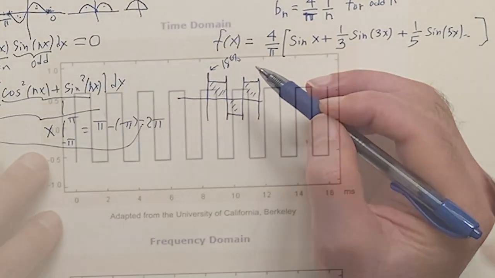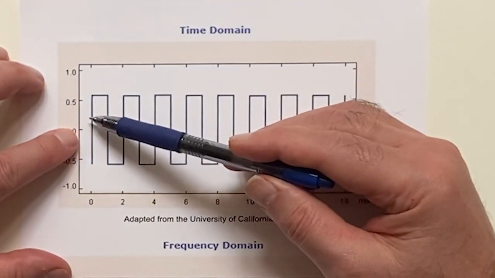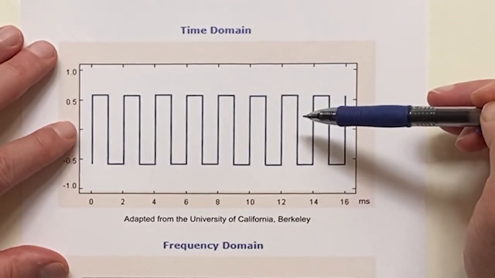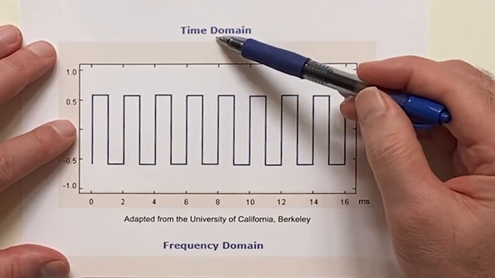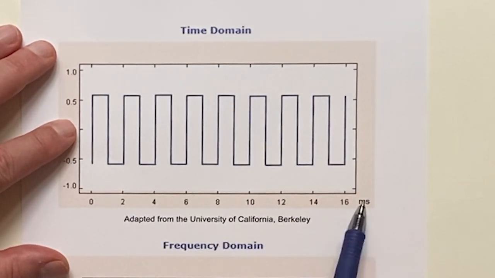Very fascinating. Now, to get some engineering in here, let's look at a square wave on an oscilloscope. And we often refer to this as just a time domain, because the axis here are milliseconds.